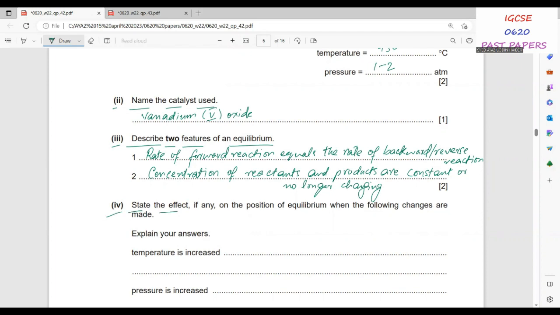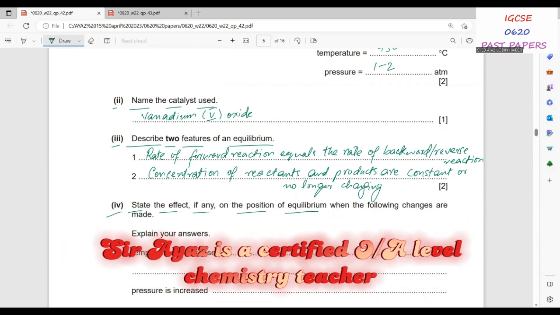Number 4, state the effect, if any, on the position of equilibrium when the following changes are made. Explain your answers. Temperature is increased. Now, if you increase the temperature, the equilibrium will shift towards the left-hand side because forward is exothermic or backward is endothermic.